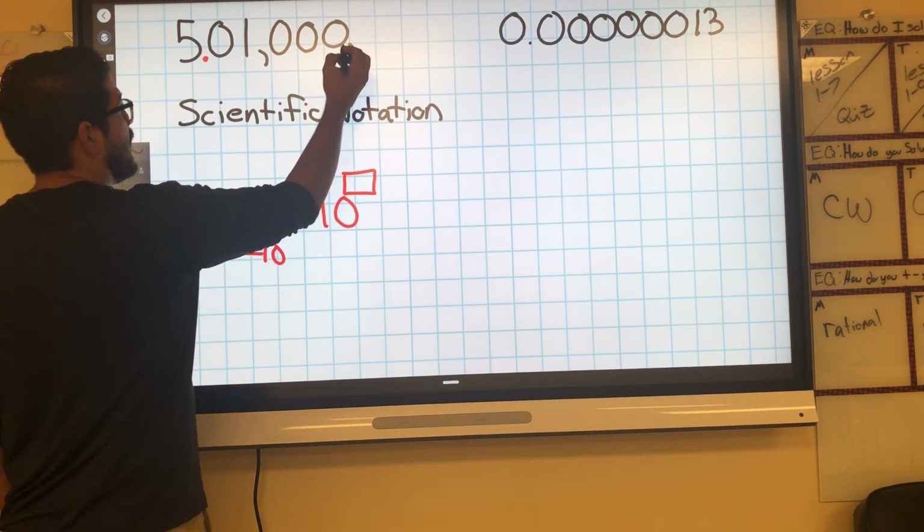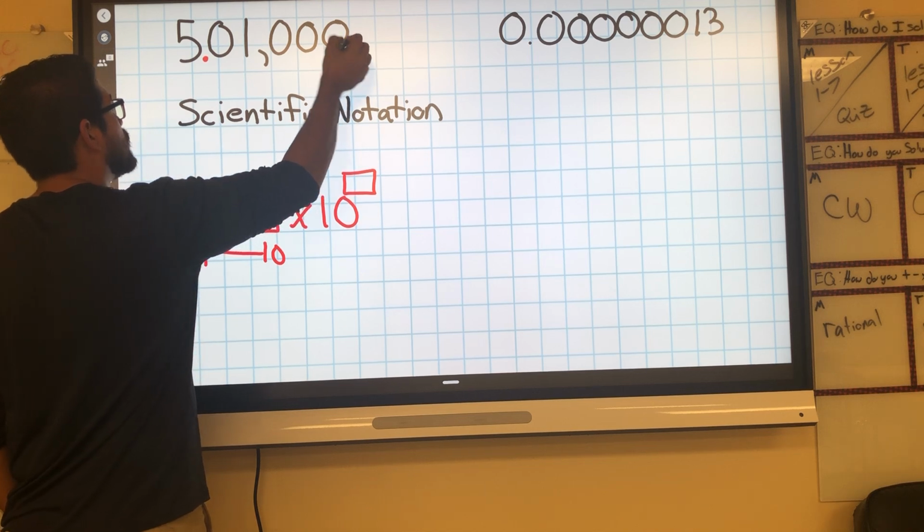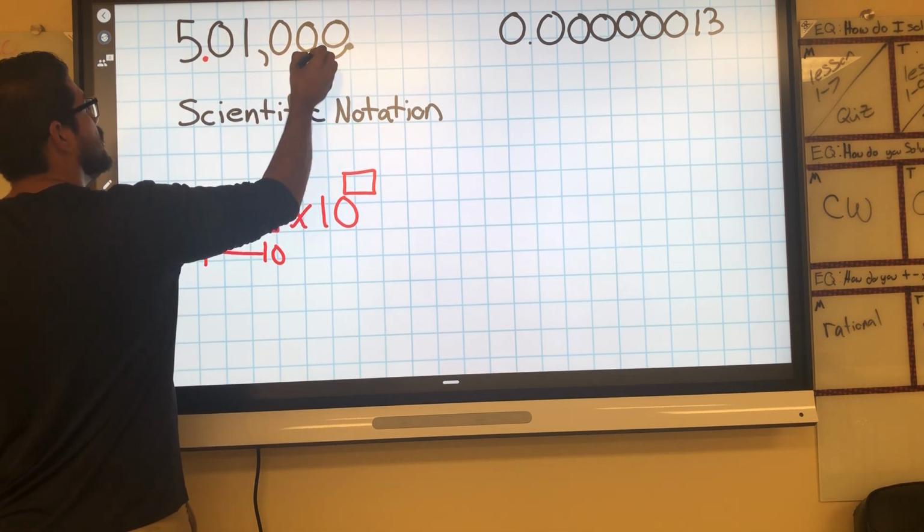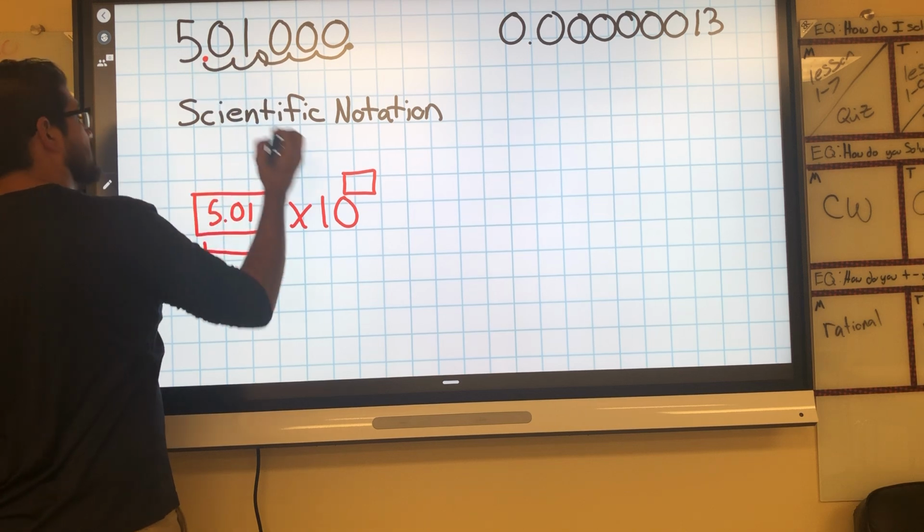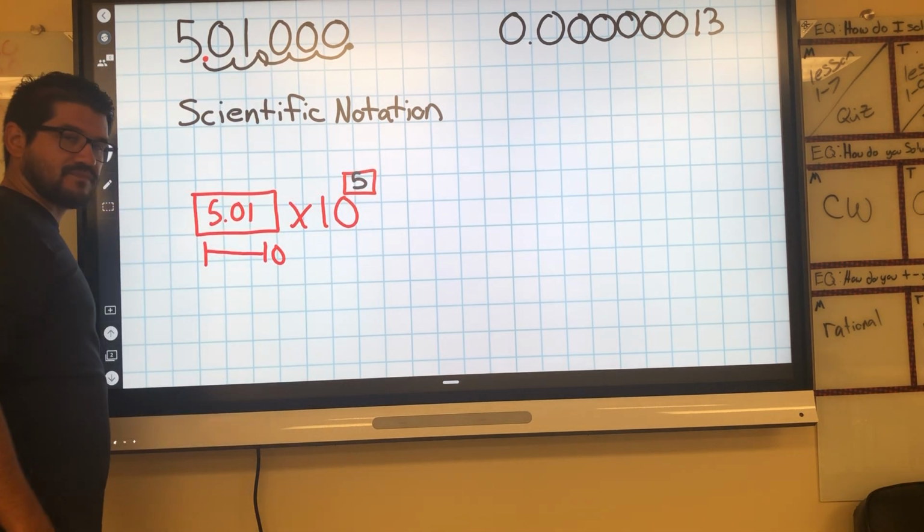So all I have to do is figure out how many times I moved the dot from its old location to its new location. So 1, 2, 3, 4, 5. So this number is 5.